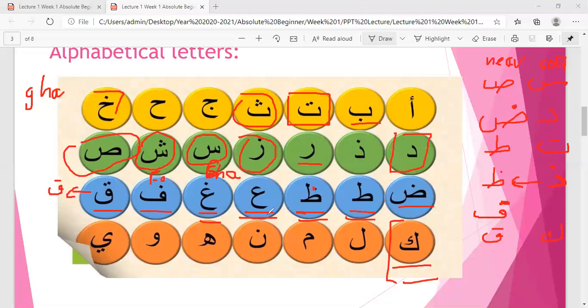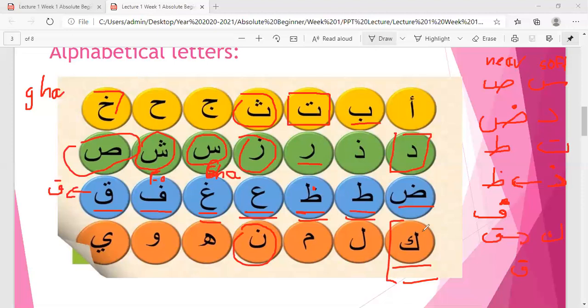Qa. So fa is the shape of a plate. Qa has the shape of this letter na. It's too small from this side. And then you add a circle. Difference between fa and qa: fa is the shape of a plate, like ba, and qa is the shape of the letter na, but above it a line. Fa has above it a dot. Okay.